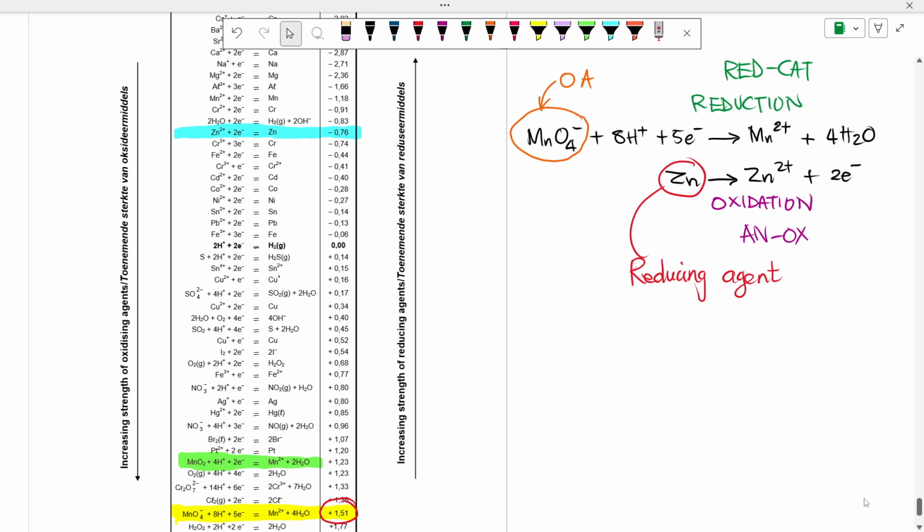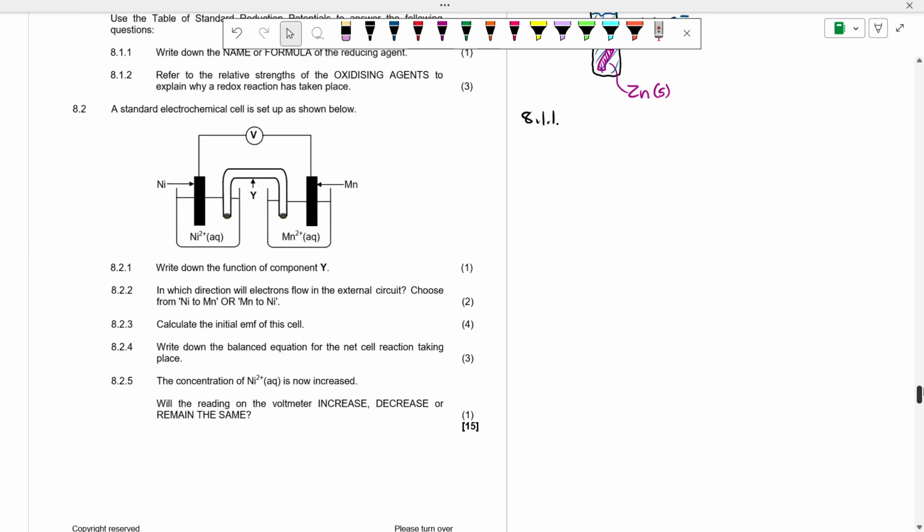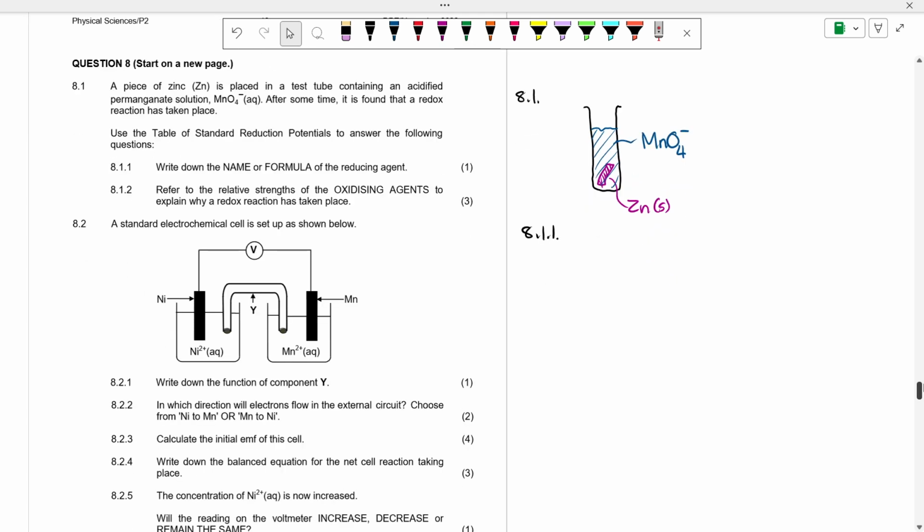Okay, cool. But we have question number 2, let me just scroll up. It says: refer to the relative strength of oxidizing agents to explain why a redox reaction is taking place. Okay, that's a good question. Why did this reaction take place?